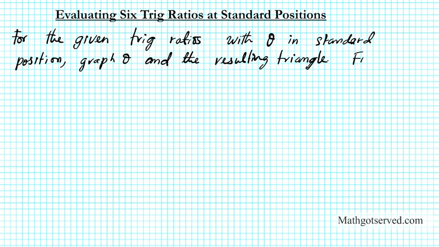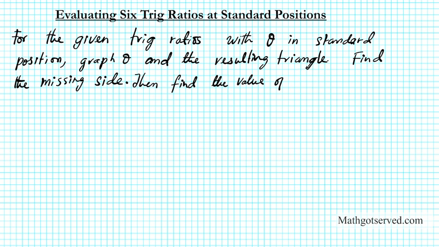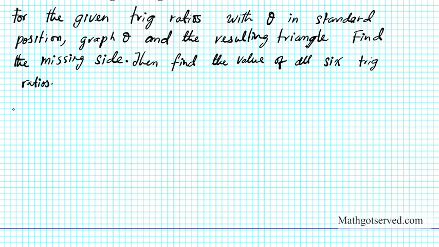Okay, and after graphing theta and the resulting triangle, you're going to find the missing side of the triangle, then find the value of all the trig functions. Okay, then find the value of all six trig ratios. Okay, all right. So with that in mind, let's move on to number one.